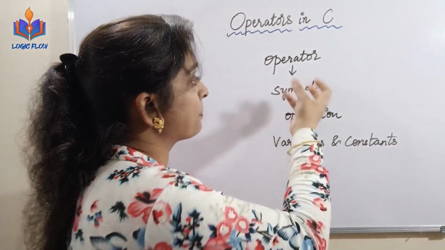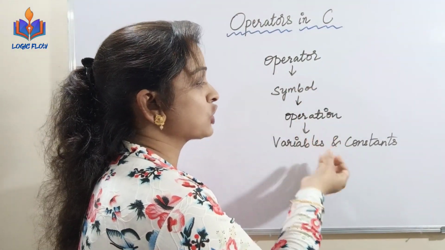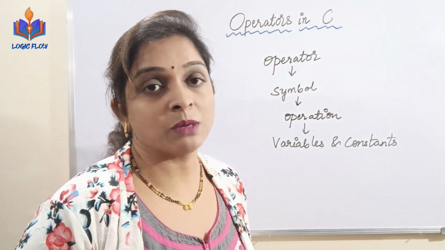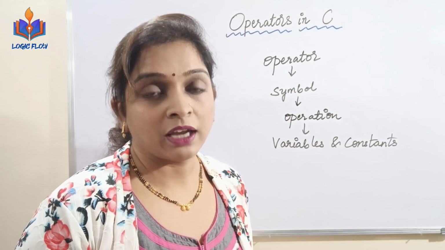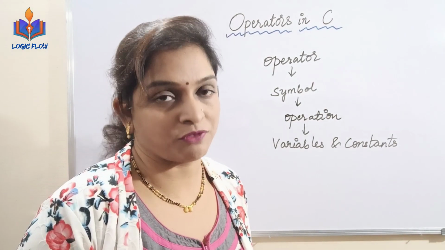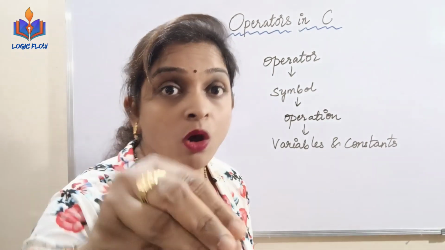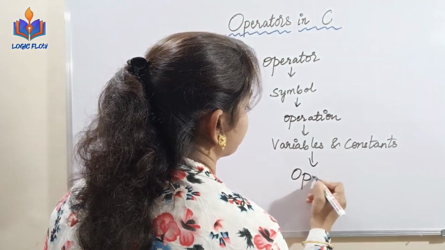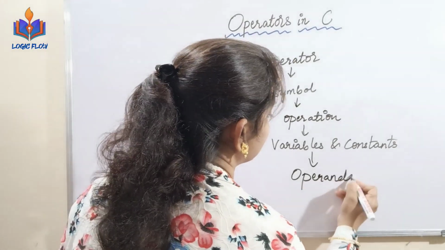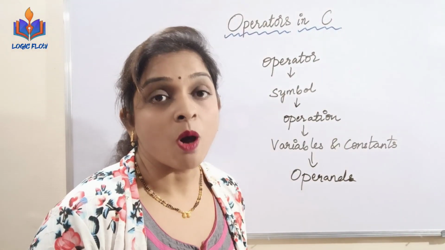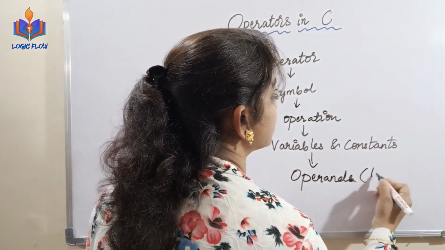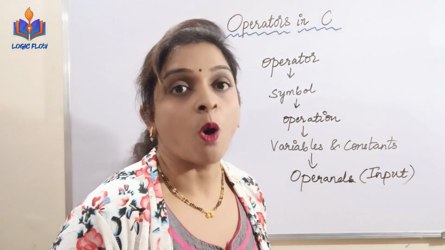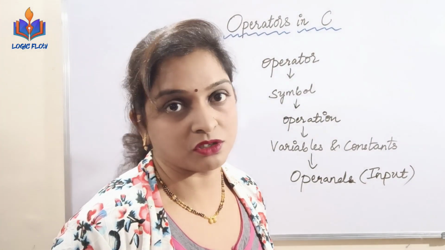So here I said an operator is a symbol that is going to perform some operation on variables and constants. These variables and constants can be some values that we are going to pass, and we call those variables and constants operands. So what are operands? Operands are basically the input that we provide to perform a particular operation using operators.